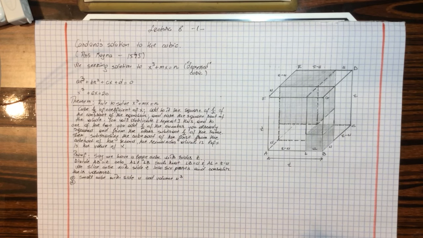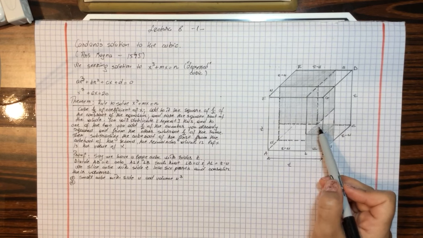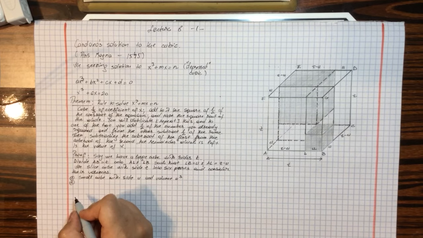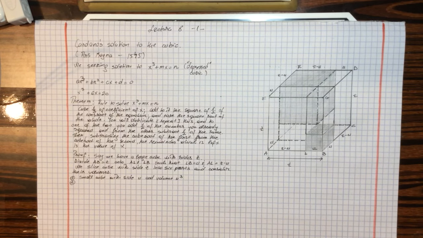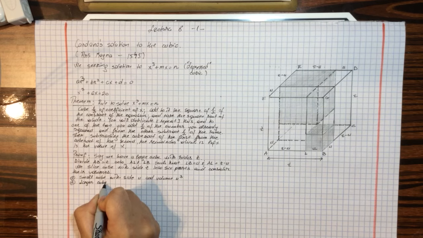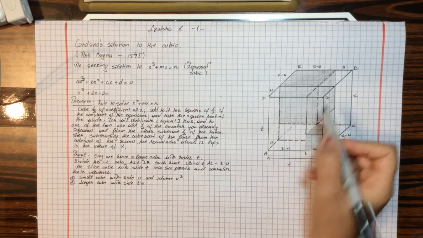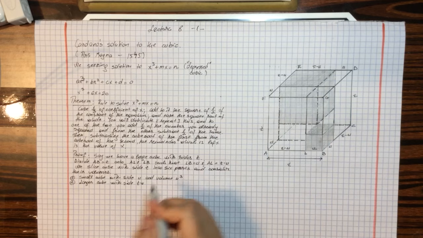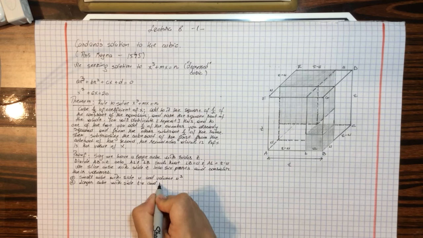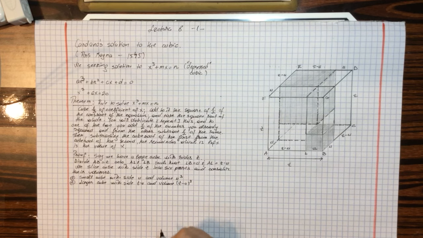Okay, the other larger cube, hopefully you can distinguish which large cube I'm talking about. The larger cube with side t minus u has volume t minus u to the third.